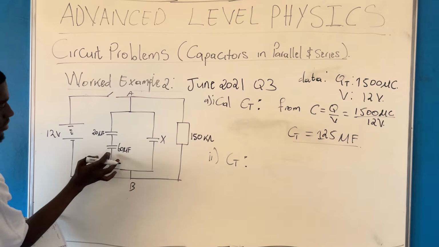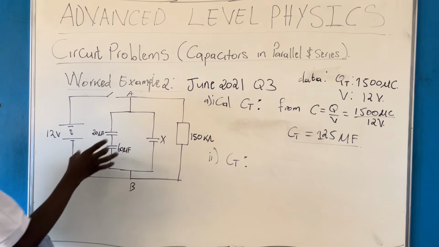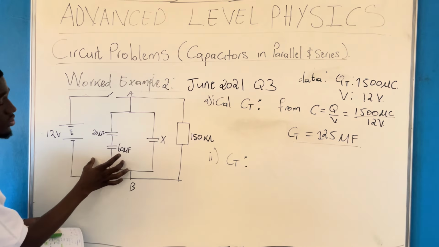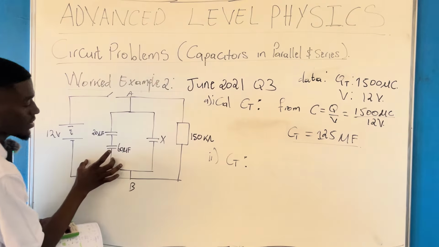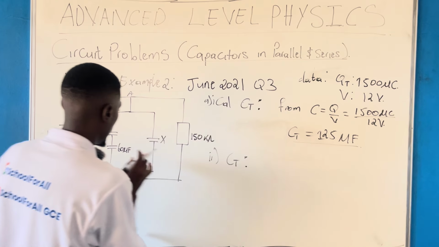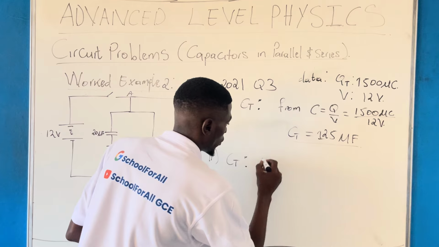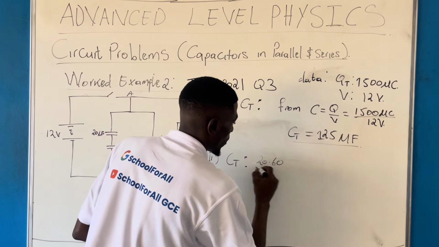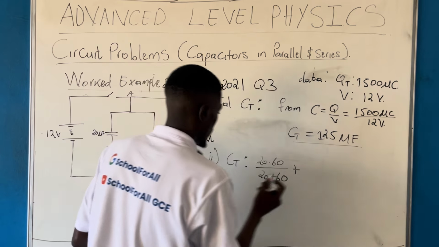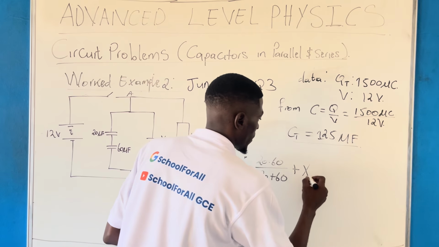These two are in series, then the equivalent here is in parallel with this one. So we all know that series connection of capacitors is exactly like parallel connection of resistors, and parallel connection of capacitors is exactly like series connection of resistors. So here, since these two are in series, I will apply the parallel formula, which is product over sum. Then plus X, because they become parallel, I apply now the series formula.